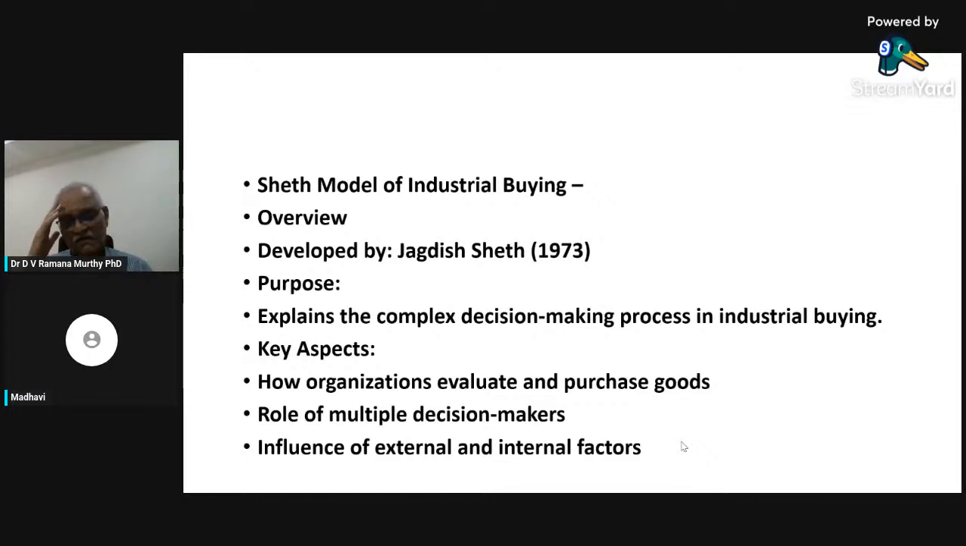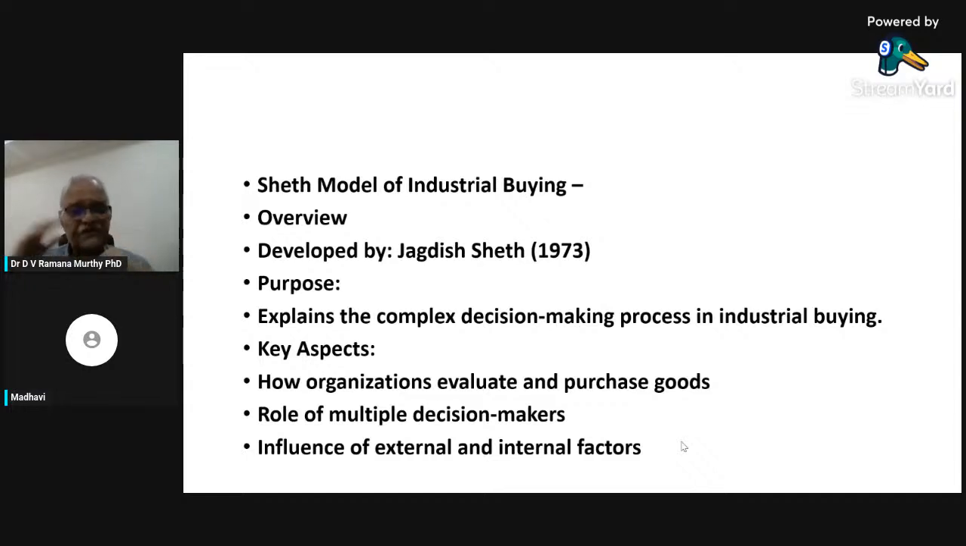And there is a role of multiple decision makers. We have seen in the earlier session also, a lot of people are there. It's not simply your purchase department. Engineers are there, users are there, top management is there, who have to take critical decisions on buying the goods from X supplier or Y supplier, Z supplier, etc.